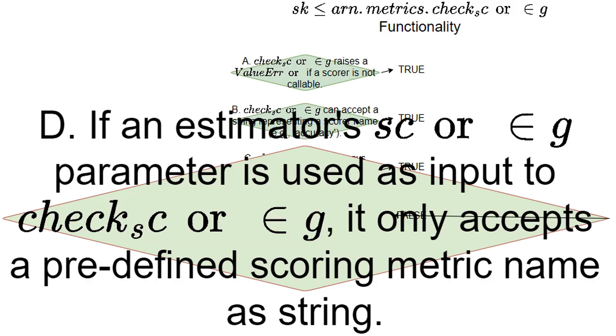This statement is incorrect. I can pass more than just a string to check_scoring. It can also handle more advanced, custom scoring functions. The function is flexible and accepts various input types, not just predefined strings.